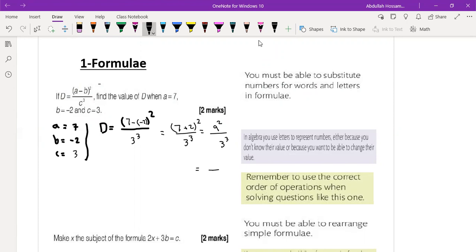Then it will be 81. 9 times 9. 9 squared means what? Yes, 9 multiply 9, 81. Excellent. So it will be 81. And here also 3 cubed means 3 multiply 3 multiply 3 means 27. So it is 81 over 27 equals 3, because 27 multiply 3 is 81.